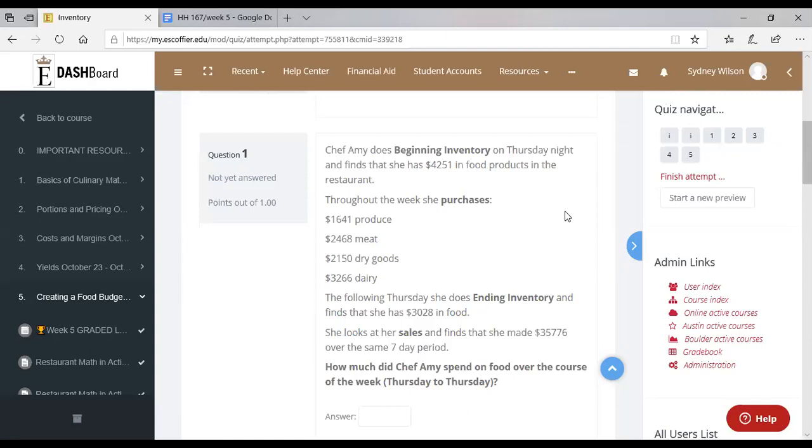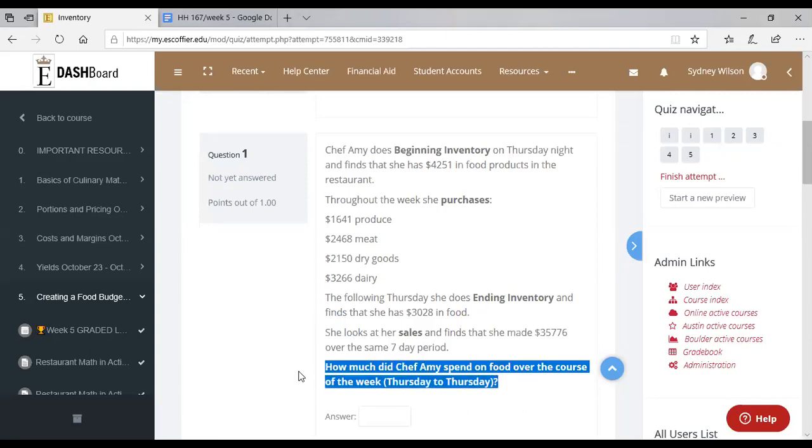Okay, so like in all the other study sessions that we've done, I'm going to say it one more time. You always want to read the actual question first. In this case, the actual question is right here. How much did Chef Amy spend on food over the course of the week from Thursday to Thursday? Now you can see there's a whole lot of numbers in this information. This is exactly why I started telling y'all to read the question first, because you're not going to need every single one of these numbers for this question in particular.